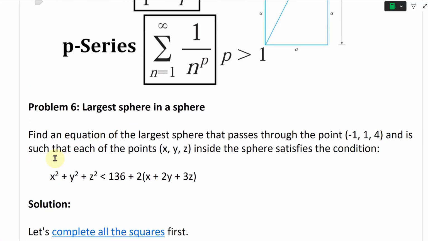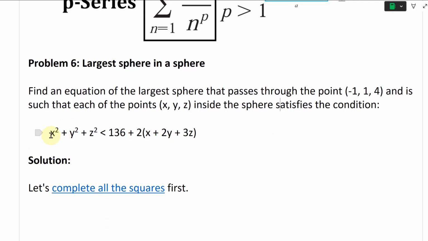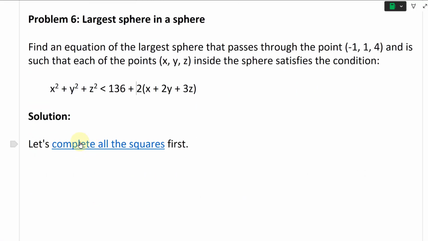Alright, in this question we're asked: find an equation of the largest sphere that passes through the point (-1, 1, 4), and is such that each of the points x, y, and z inside the sphere satisfies the condition x squared plus y squared plus z squared is less than 136 plus 2x plus 2y plus 3z. Alright, so now let's take a look at the solution.